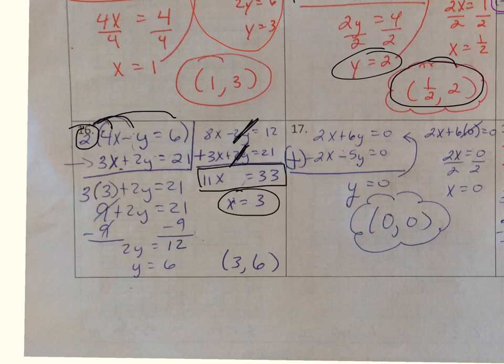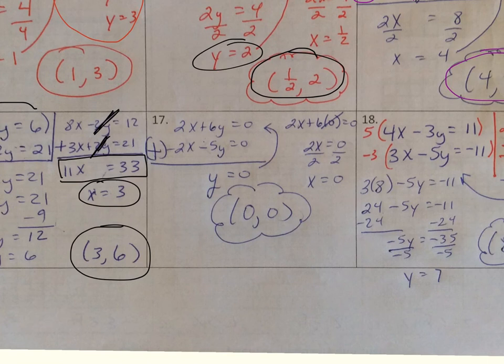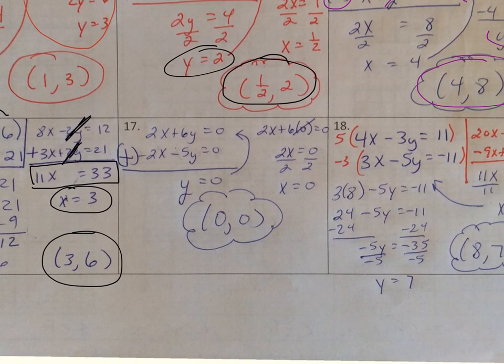I then plug it back into this second equation, and I get 3 times 3, which is 9, and I solve for y, and y is equal to 6, giving me the solution of 3, 6. Now, on the last two, number 17 is real easy. I added straight down. I got y is equal to 0. I then plug 0 back in, and I got x is equal to 0. So my solution is 0, 0.